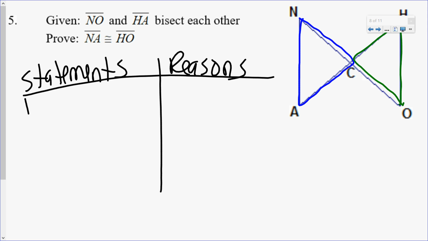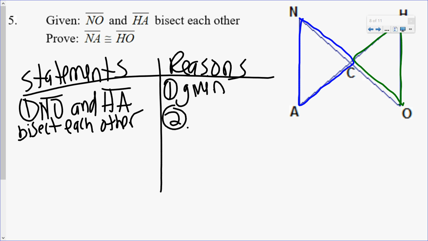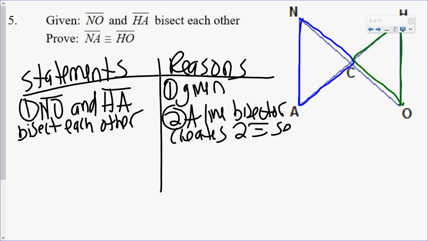So, many proofs. I take my givens, I do many proofs. NO and HA bisect each other. Given. Those are lines. So a line bisector creates two congruent segments. So, since NO and HA bisect each other, they're both being bisected.